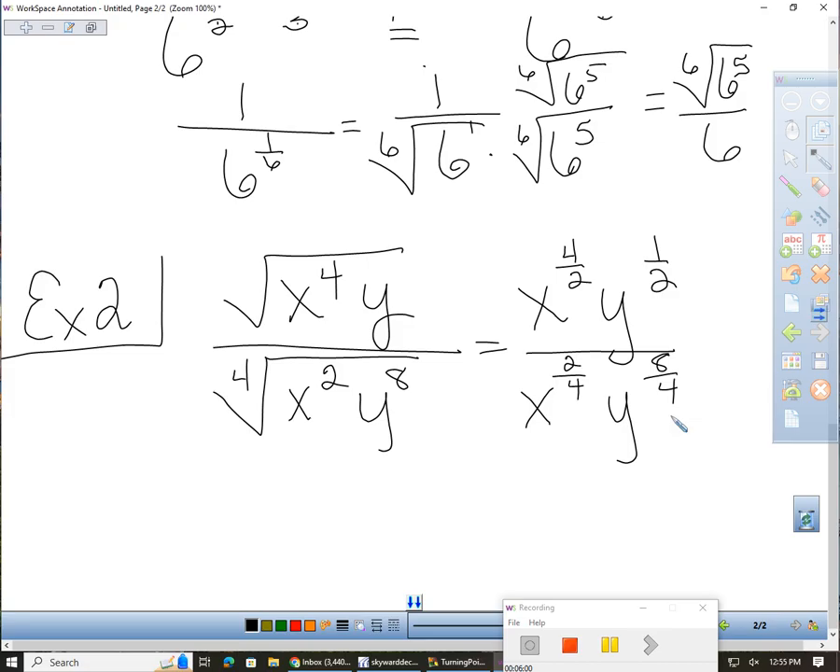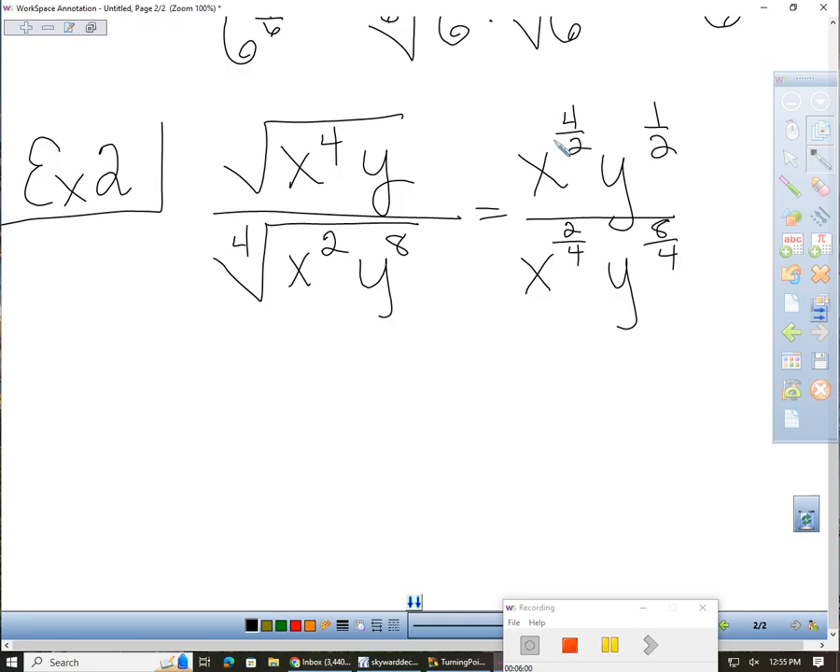Good? Okay, so now we're going to simplify some of those wonderful fractional exponents. X to the 4 over 2 is just x what? Squared, good. I have y to the 1/2, because that doesn't simplify. What about x to the 2 over 4? 1/2. 1 over 2. And here I have y to the what? Okay. Any questions so far?